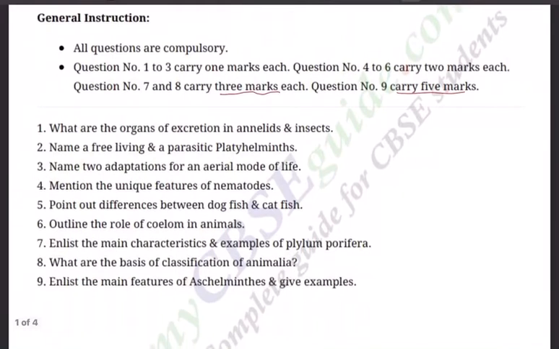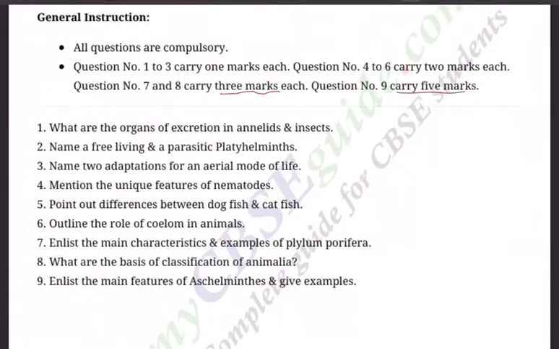So here we go. Question 1. What are the organs of excretion in annelids and insects? Question 2. Name a free-living and a parasitic platyhelminthes. Question 3. Name 2 adaptations for an aerial mode of life. So these are all 1 mark questions. Question 4. Mention the unique feature of nematodes.